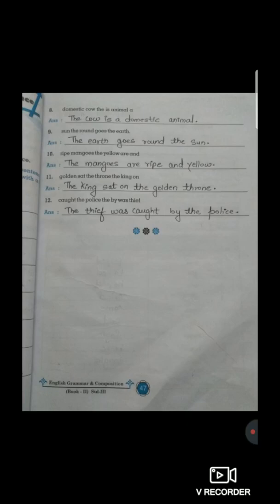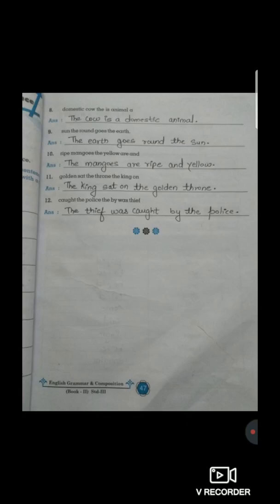Now students, the ninth one. Sun the round goes the earth. In the question, if you see, there is a full stop, but the words are not in a proper order to form a sentence. So let's see the answer. The earth goes round the sun. In the end of the sentence, there is a full stop. And the very first letter T should be written in a capital letter.